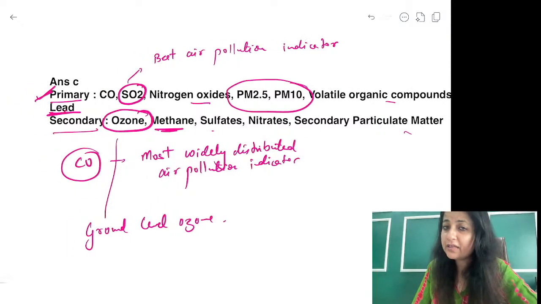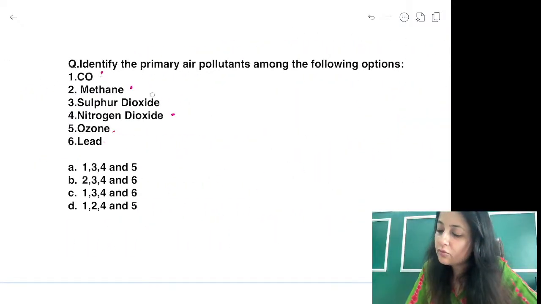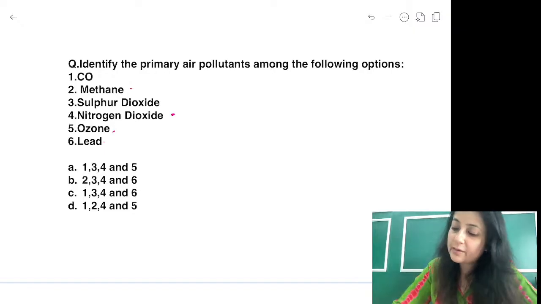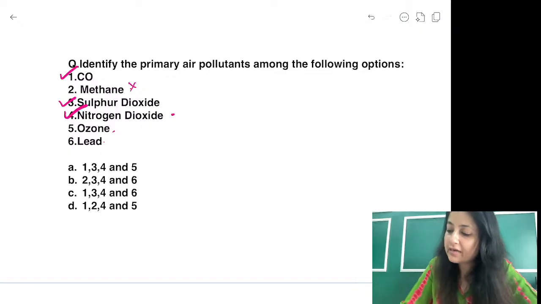You might not have seen this earlier. If you have, good, but we will just revise it. The primary air pollutants are carbon monoxide, sulfur dioxide, nitrogen dioxide and lead. Ozone is a secondary air pollutant. So what is your answer, guys? 1, 3, 4 and 6.